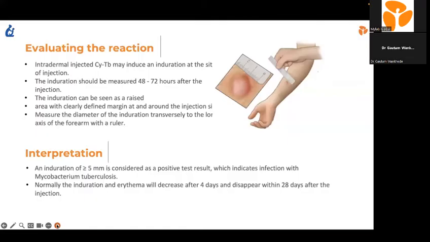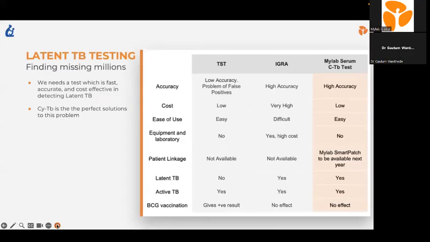No specialized equipment required, no readers required. You can do the reading with the simple human eye and with a scale as well. So this is the difference we wanted to show you between a TST, the tuberculosis skin test, the IGRA, and the MyLab Serum PSI TB test. Accuracy between PSI TB and IGRA is exactly the same. TST will give you false positive results, especially in those who have been vaccinated with BCG or non-tuberculosis mycobacteria. It is very cost effective compared to the equipment and infrastructure required for the IGRA test. No need for a laboratory, no need for specialized readers.